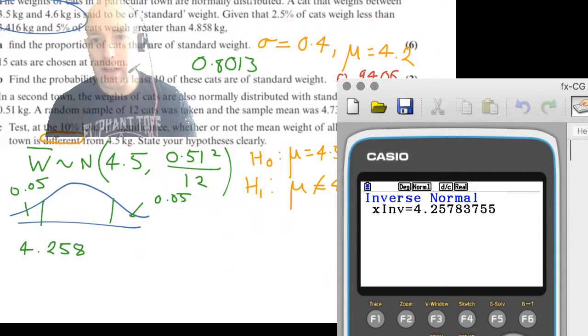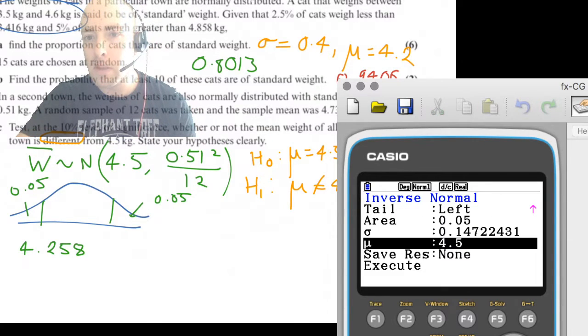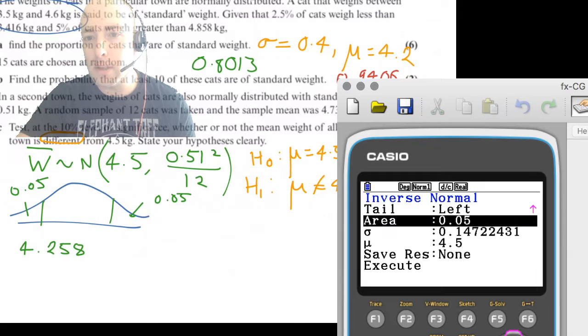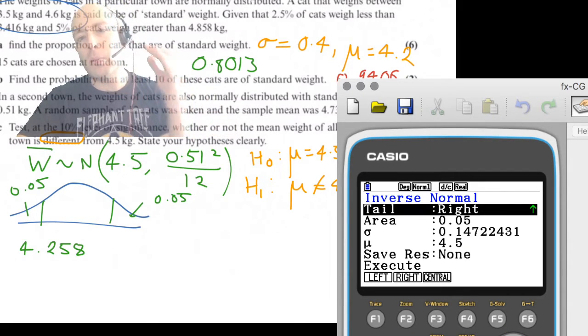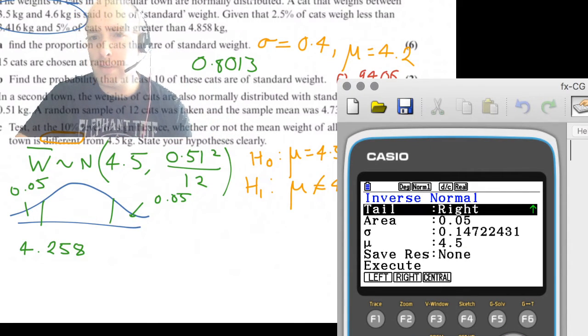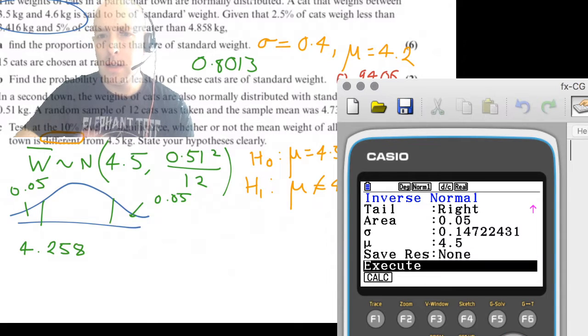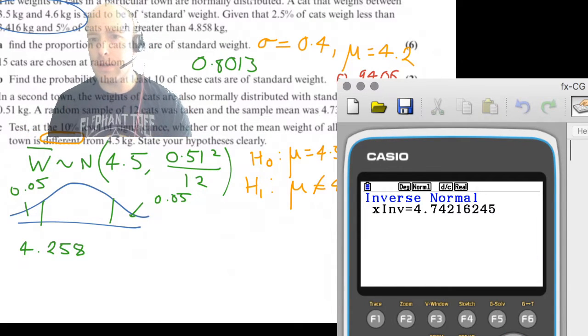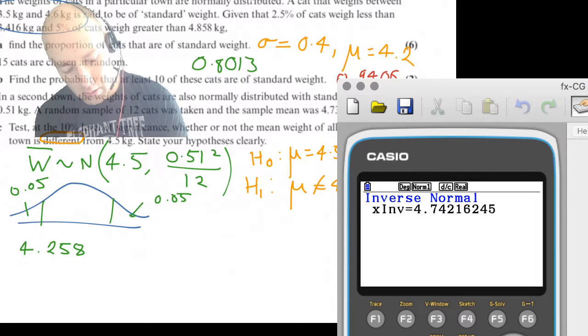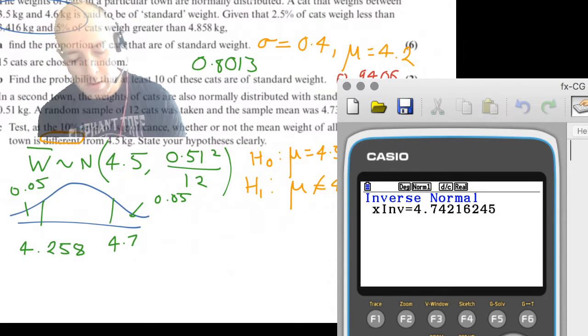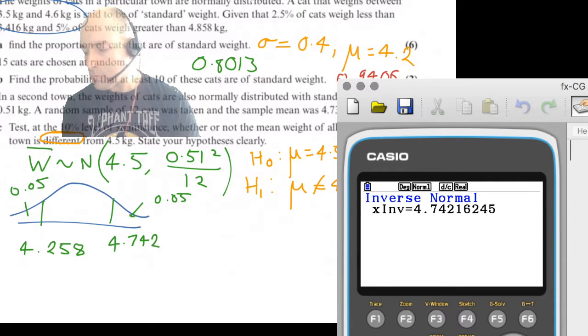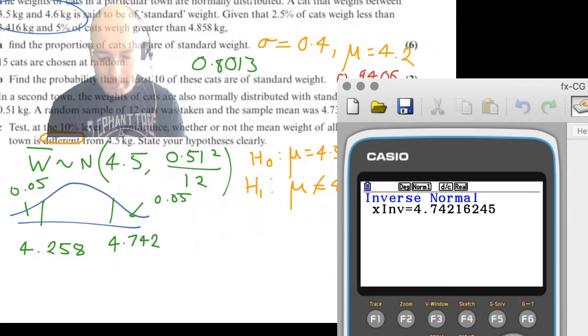And our upper value, we do the same thing, but with greater than. So area, tail to the right. If you're on the ClassWiz, again, you have to do 1 minus your area, but nothing else changes. Calculate. We get 4.742 even. Okay, so those are our critical values.